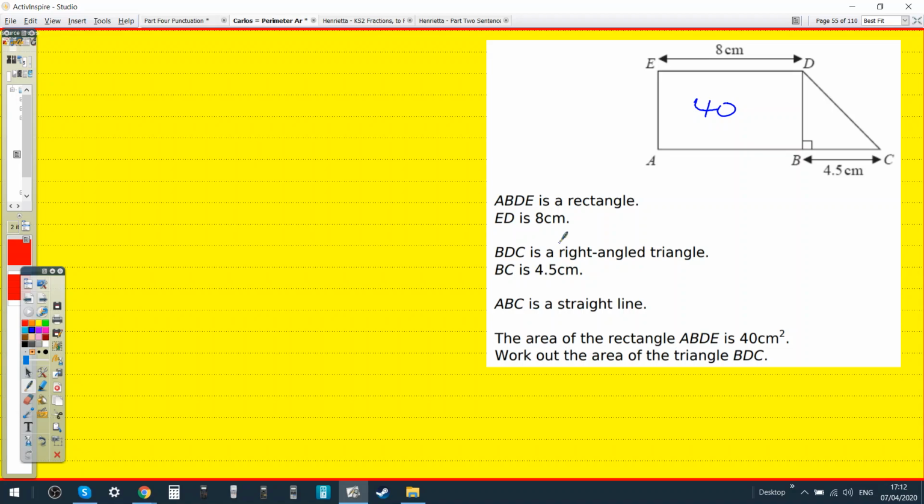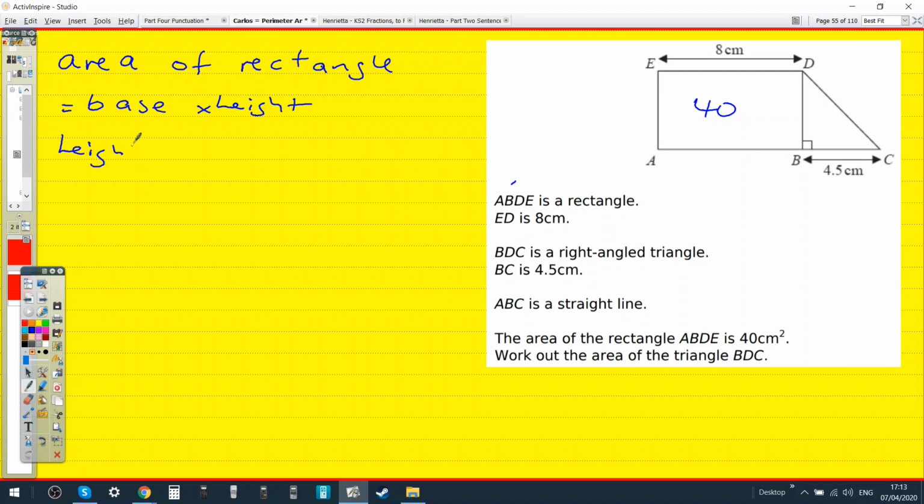You can use it to work out the height. How? So how do you get area of a rectangle? Base times height. Yeah. And so what times what will give you the area for this one? 40 divided by the base. Well done. So height is 40 divided by the base.